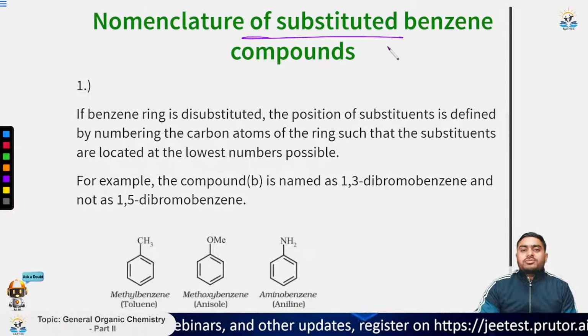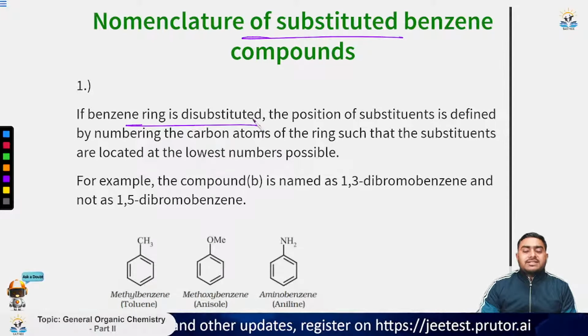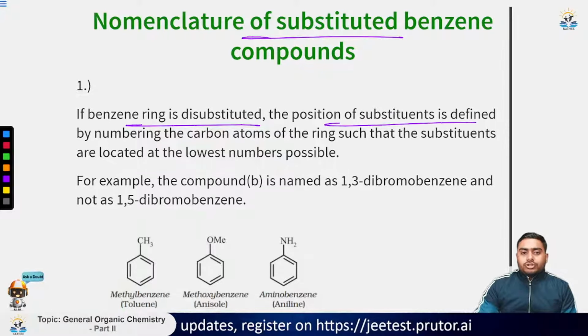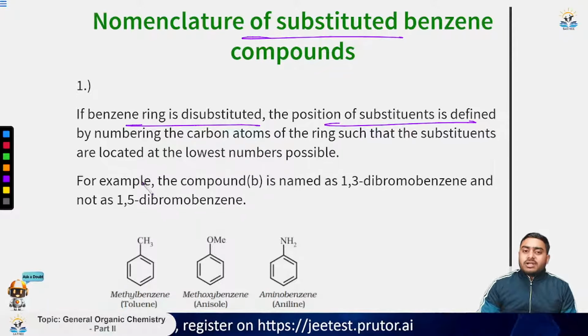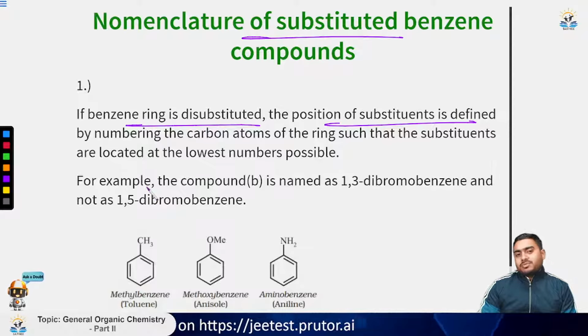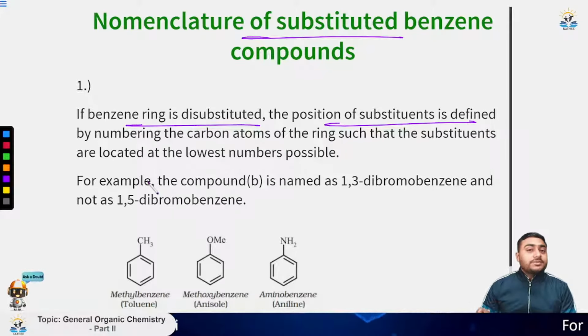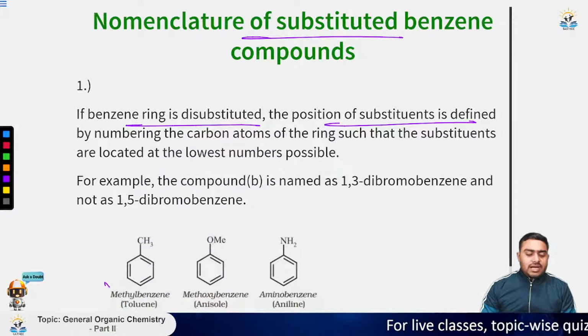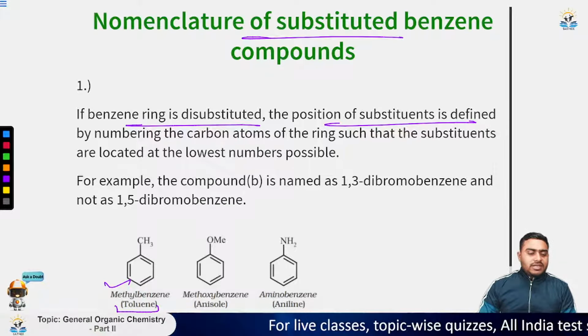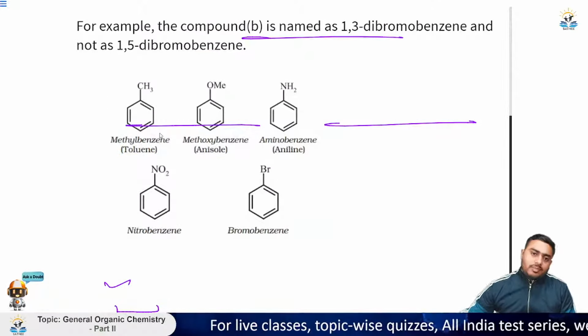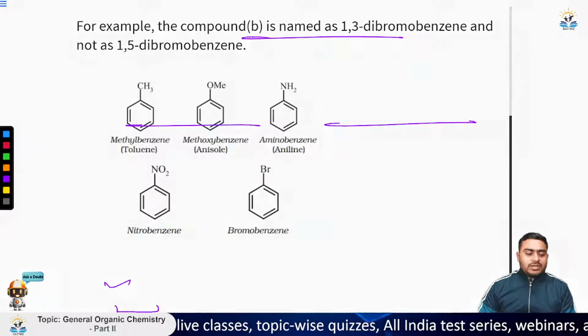Let's move to the nomenclature of substituted benzene compounds. If the benzene ring is disubstituted, the position of the substituent is defined by numbering the carbon atoms of the ring such that the substituents are located at the lowest possible numbers. Again, you have to follow the same rules: longest continuous chain, which includes functional groups and multiple bonds, then the lowest locant, third alphabetical order. Like this is methylbenzene, also commonly named as toluene. This is methoxybenzene, commonly named as anisole. Similarly, the next one is aniline, or aminobenzene. Next is nitrobenzene and bromobenzene. I hope this is clear.